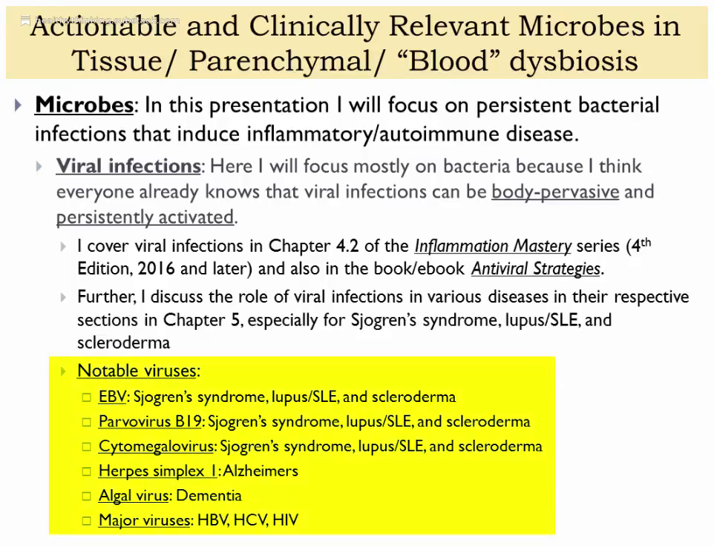Epstein-Barr virus is associated with Sjogren's syndrome, lupus, as well as scleroderma. Parvovirus B19, Sjogren's syndrome, lupus, scleroderma again. And the same with cytomegalovirus: Sjogren's syndrome, lupus, and scleroderma. Herpes simplex, as I mentioned previously, is associated with Alzheimer's disease. Algal virus is associated with human dementia and just slower cognitive function in general.